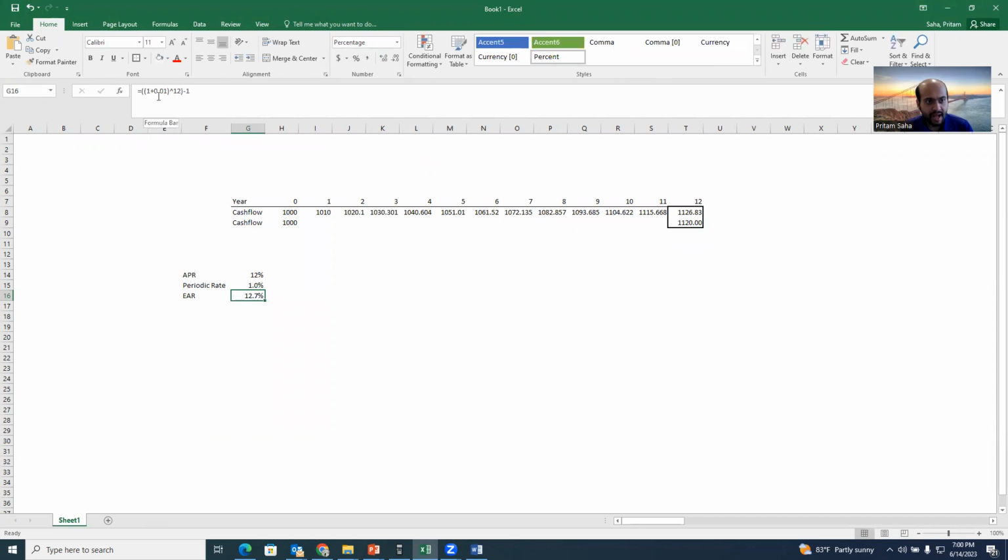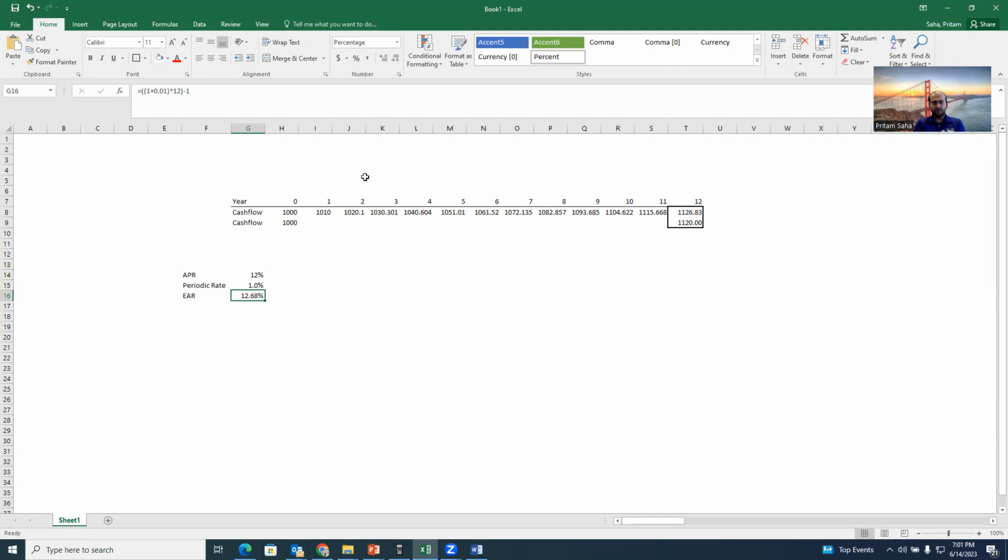So 1 plus 0.01 to the power 12 minus 1. Even if the bank says you have 12% APR, monthly compounding, effectively you are paying 12.68%. You will end up paying more. So be careful. If you're borrowing a loan today, the bank says they're giving you a 12% APR, but this is not correct. Effectively, I'm paying more because of monthly frequency, or monthly compounding.